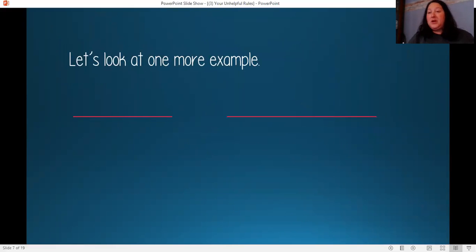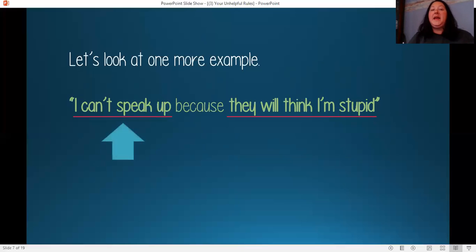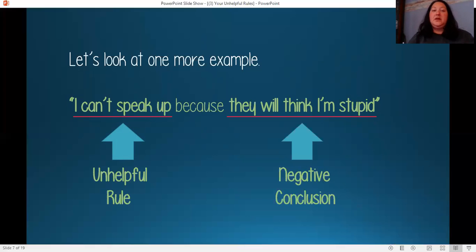So we'll look at one more example. I can't speak up because they will think I'm stupid. So I can't speak up is underlined. That is your unhelpful rule. And then on the other side, we have they will think I'm stupid underlined. And that is your negative conclusion. That is what you are assuming is going to happen if you speak up.